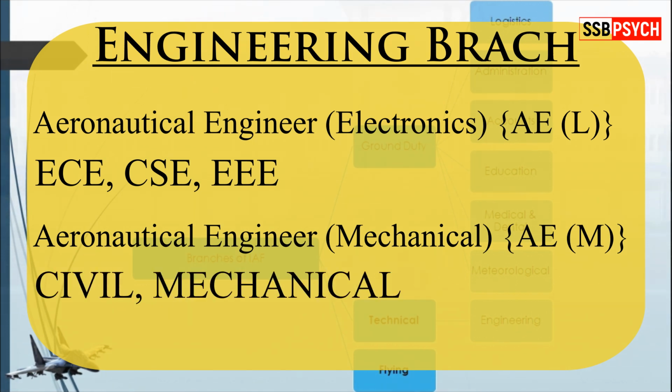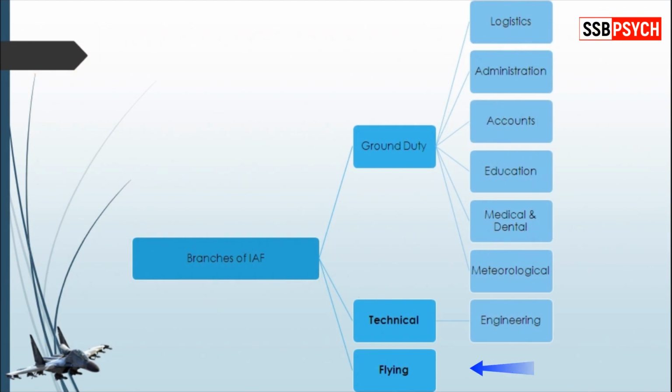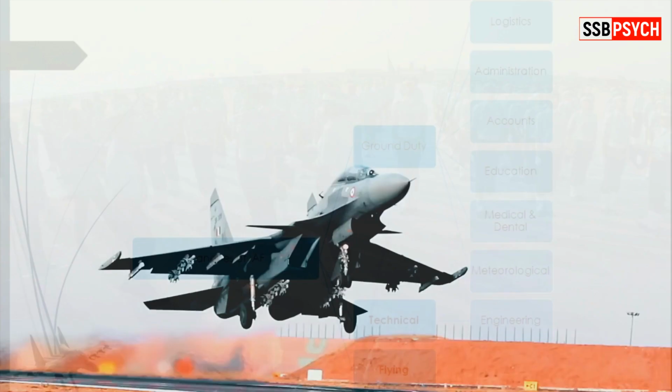and civil and mechanical engineers come under AM. The third branch of the Indian Air Force consists of flying. Of course, the Indian Air Force is all about flying in the air, touching the sky with glory, isn't it? So that was about the third branch.